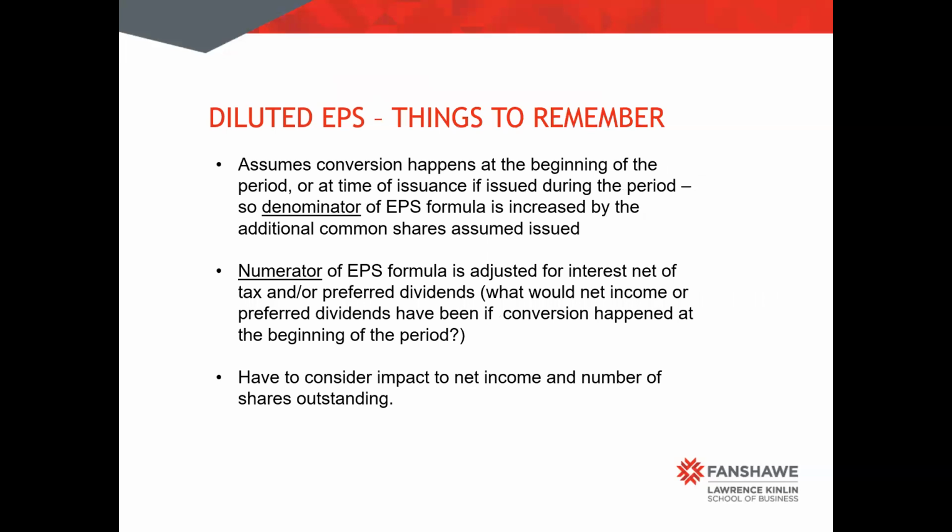Other things to remember, let's assume the conversion happens at the beginning of the period or the time of issuance. So the denominator of the earnings per share formula is increased by the additional common shares assumed issued. The numerator is adjusted for interest net of tax and or preferred dividends. And you have to consider the impact on net income and the number of shares outstanding. So just remember, if you convert a bond to shares, you wouldn't have to pay the interest on the bonds. That's what this means by adjusting for interest. So if those bonds were converted, you'd have more shares, but then you'd have less interest expense.